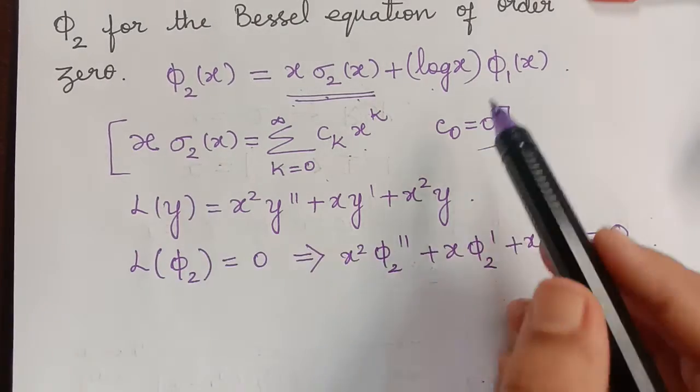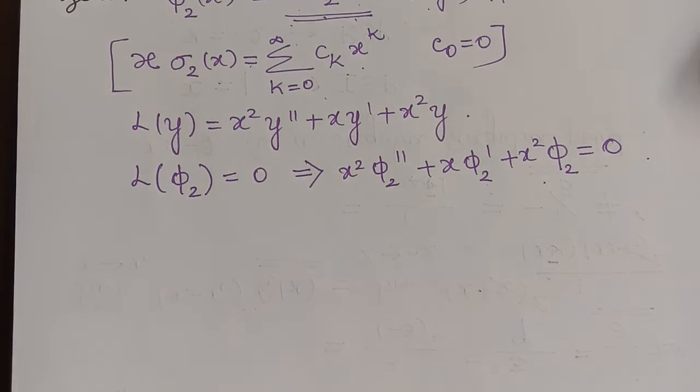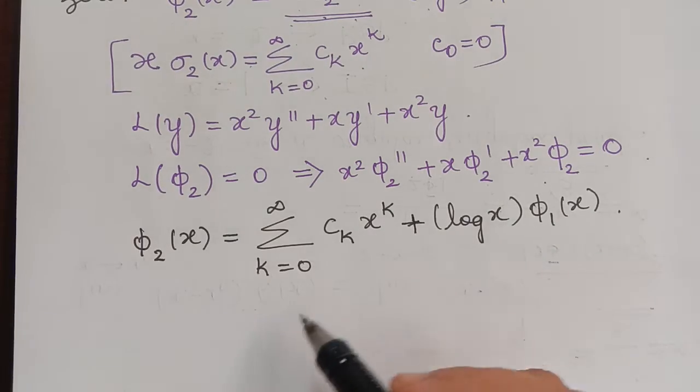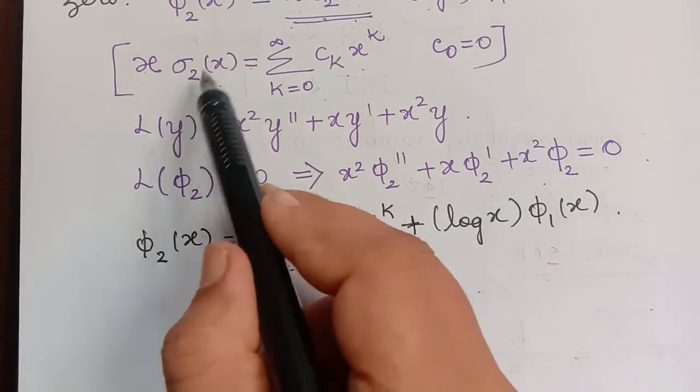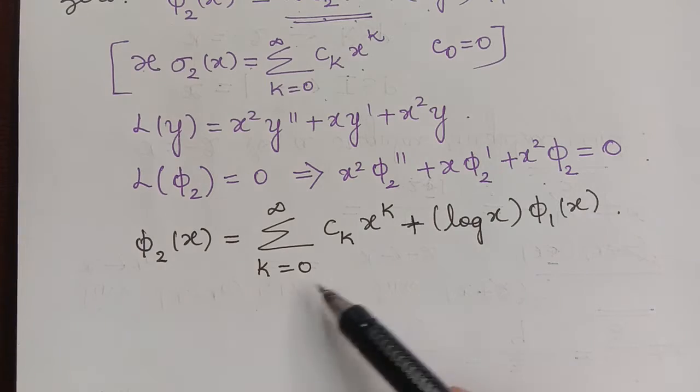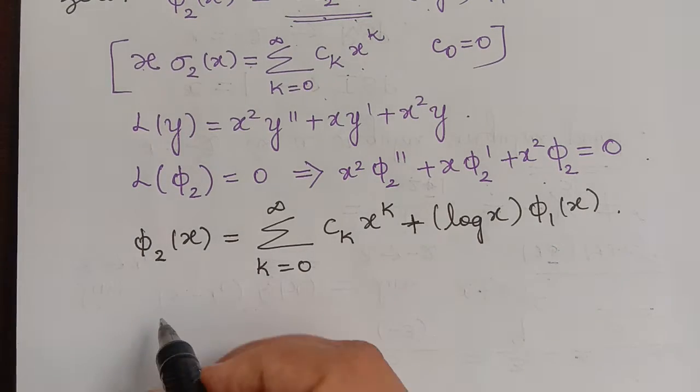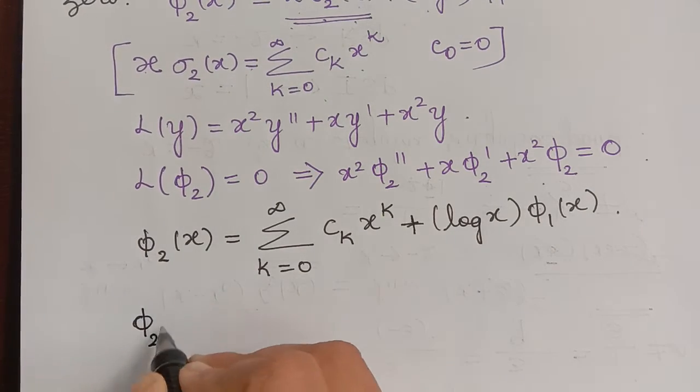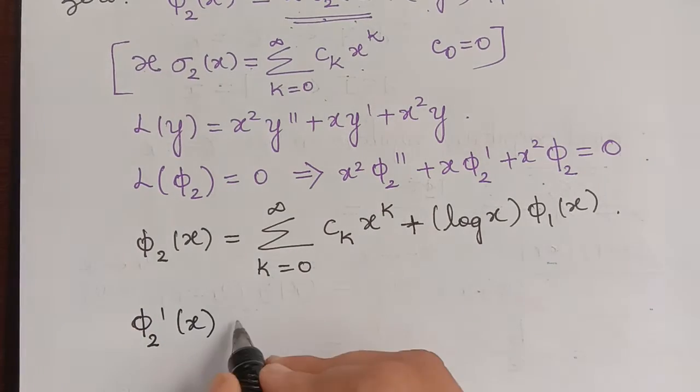Now from here, what is phi 2? Phi 2 can be written as this, where I have substituted the value of x sigma 2 of x in phi 2 of x, and this is our phi 2 of x. Now from this, what will be phi 2 dash of x? So we need to differentiate this.